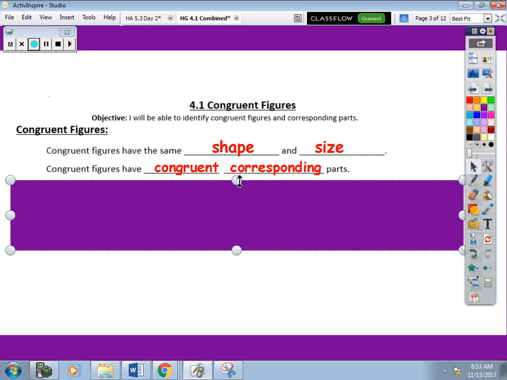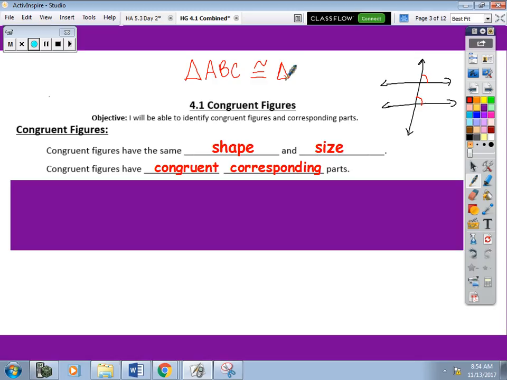Congruent figures are going to have congruent corresponding parts. So we talked about corresponding angles, right? We looked at parallel lines. We said corresponding angles were in the same relative location along the transversal. Corresponding parts are going to be in the same relative location of both triangles. We're also going to see what's called a congruent statement. So for example, triangle ABC is congruent to triangle DEF.